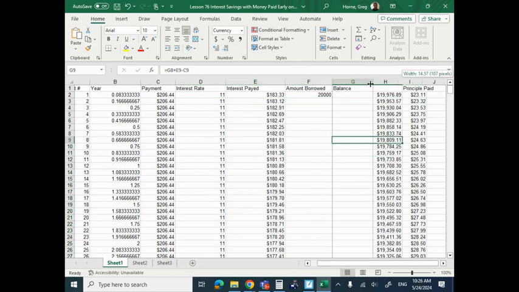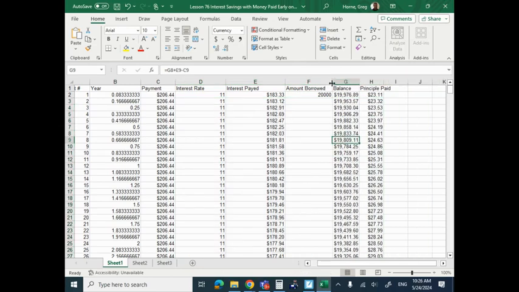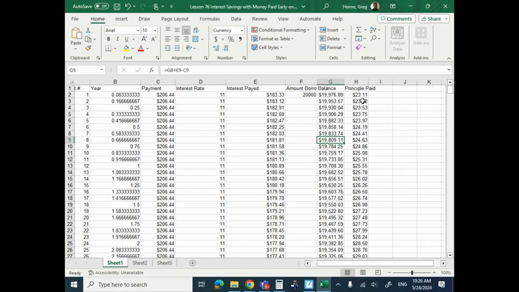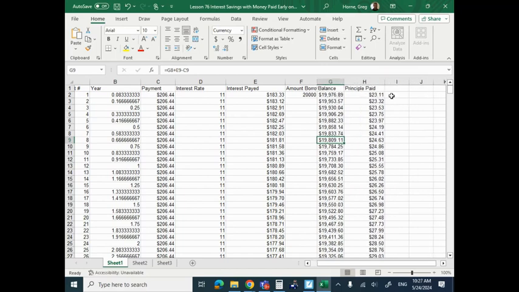Our balance owing, borrowed is just the original amount there, and so on. Everything's good. So you can see that out of that $803.33, $23.11 of it went towards paying off the loan. The rest went towards interest.